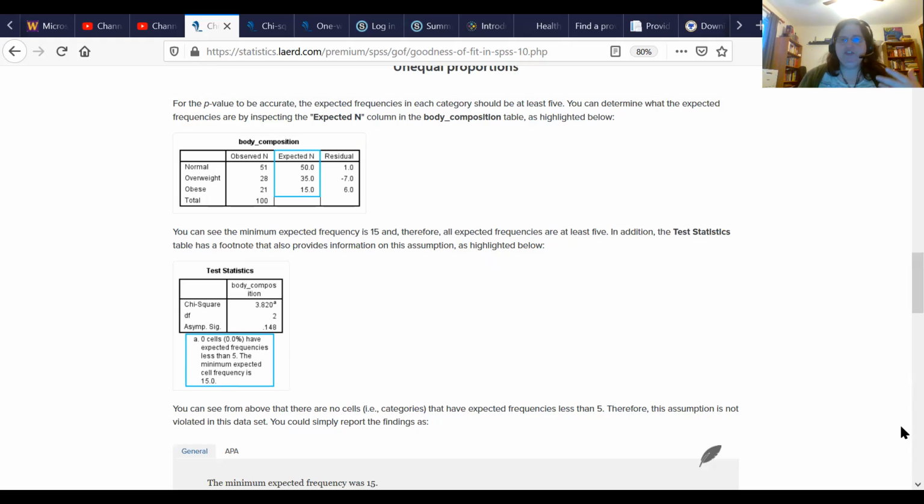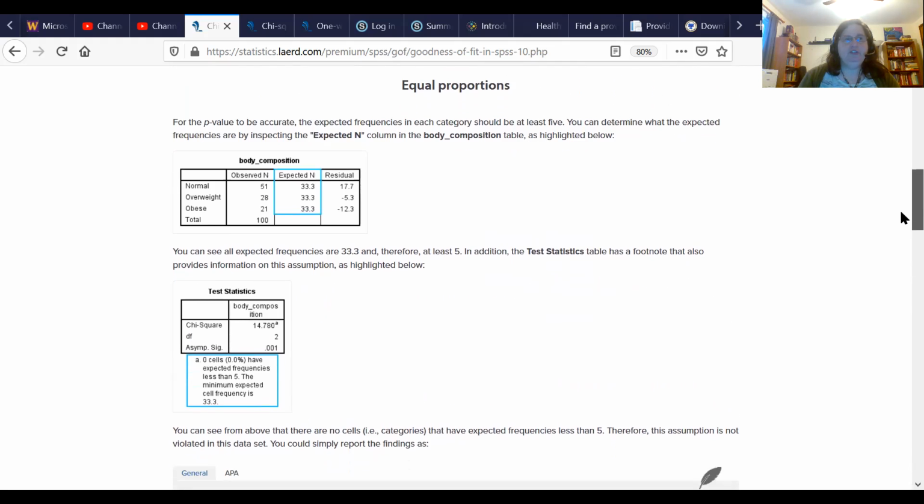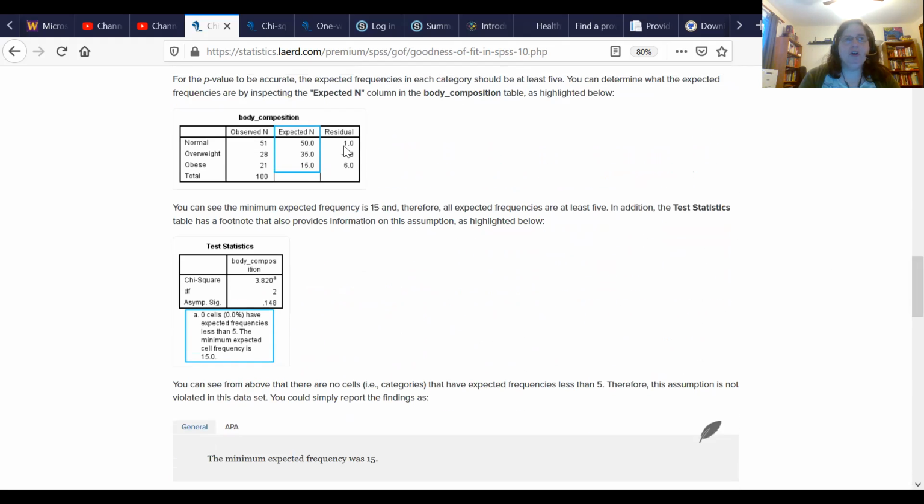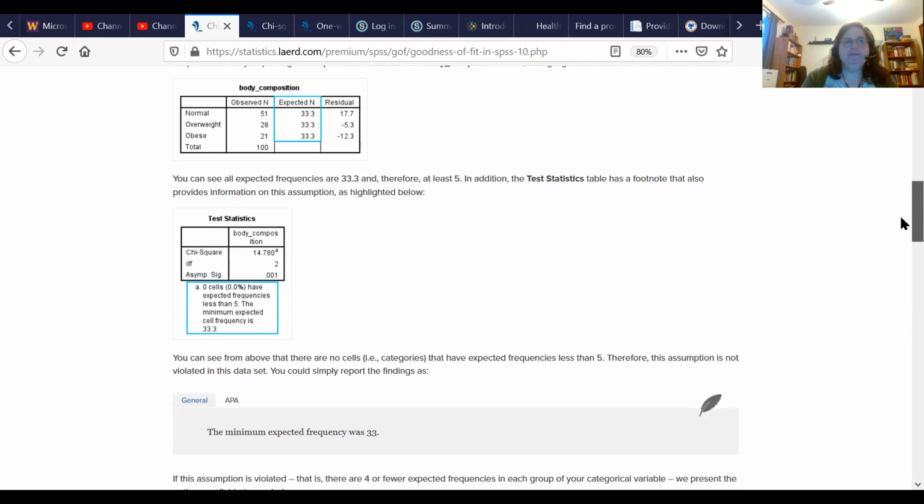So why is it that we rejected before and do not reject now? This is worth a moment of our time. So here, look at these differences. Look at the residuals. That's the easiest way to do it, right? 17 and 5 and 12. Whereas down here, the residuals are much smaller, just 1, 7, and 6. That's why. The differences between the observed and expected are much smaller down here than up here.